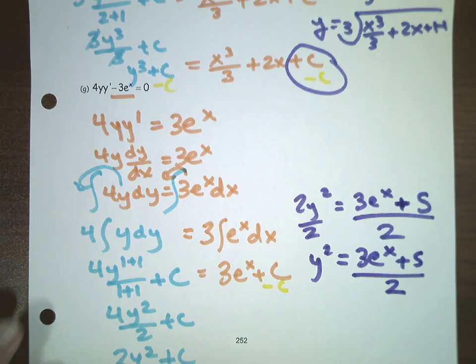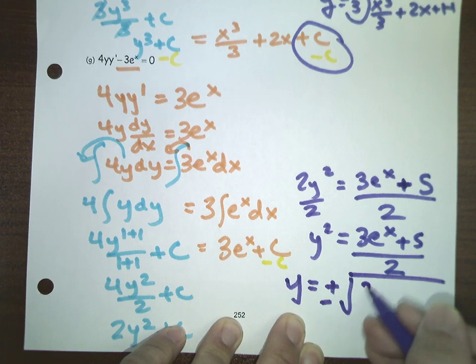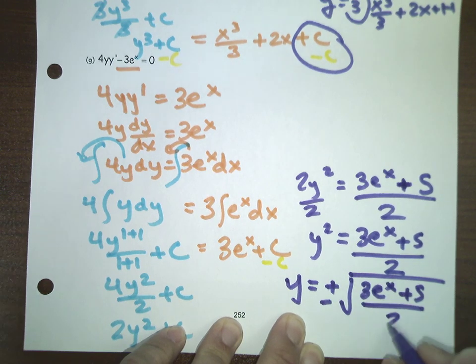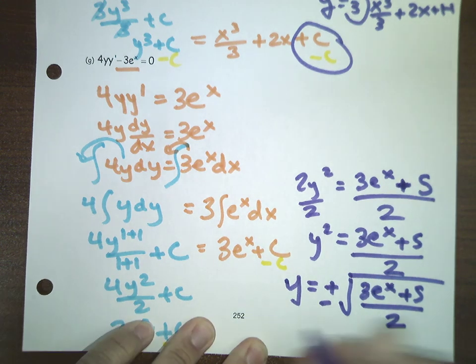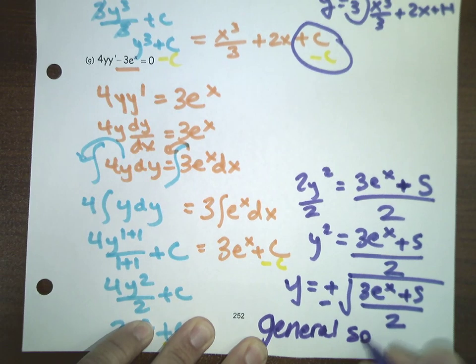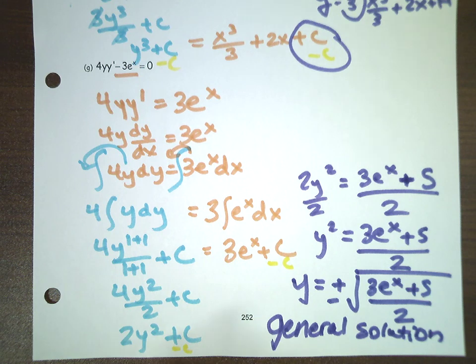And then when I take the square root, I get y is equal to plus or minus the square root of 3e to the x plus s over 2. All right, so don't forget the plus or minus when taking the square root. In the last example, I had a cube root, so I didn't actually need the plus or minus. So anyway, again, this is called the general solution because I don't know what the value of s is. If I knew what the value of s was, then that is a different situation, and we'll deal with those situations next week. So that's it for this beginning introduction here of differential equations.